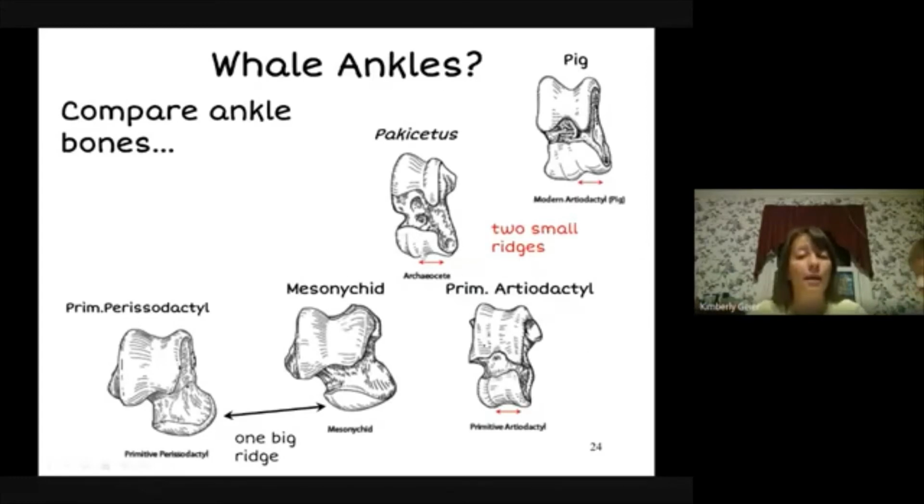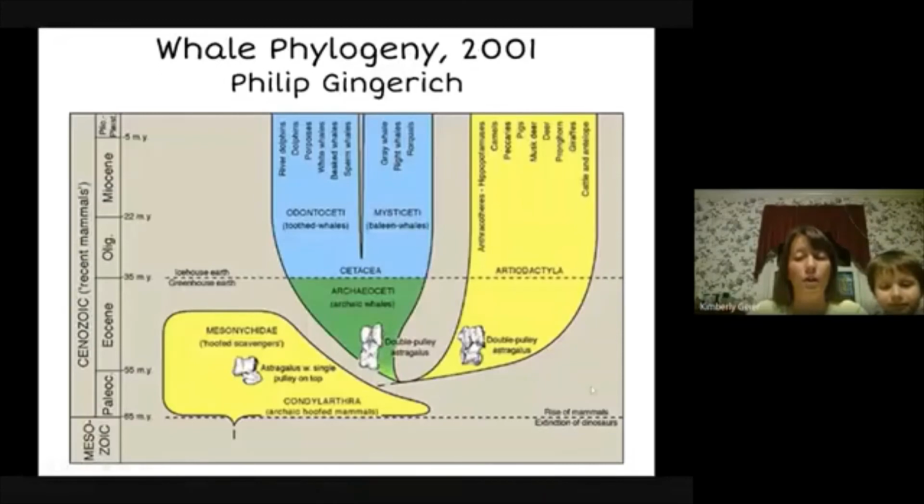Hopefully you see that Pakicetus is most similar to the pigs and the artiodactyls. So that means that the whales are more similar to the artiodactyls than the mesonychids. So now we have a new picture.